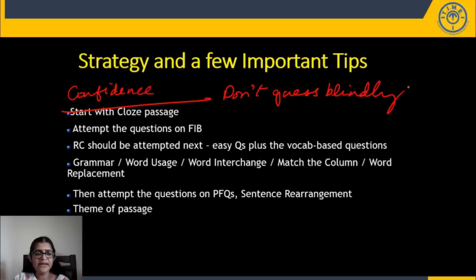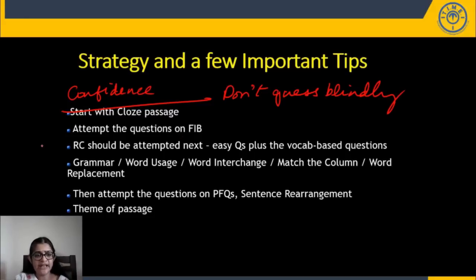Then after doing the cloze test, you may want to look at the fill in the blanks questions next, because it is only one sentence, and if you know the word that will fit in there, it is much quicker to do than many of the other question types, right? So we are telling you questions where you can spot the answer at one glance.